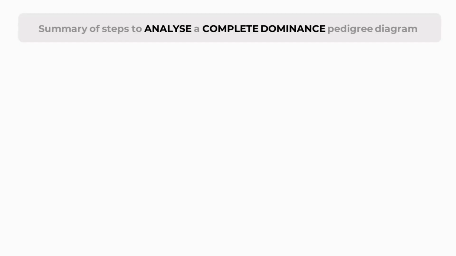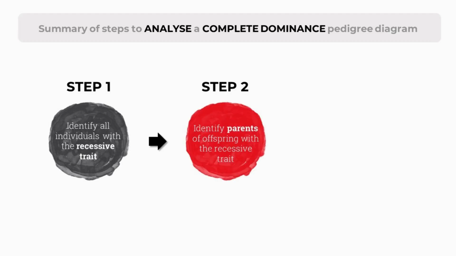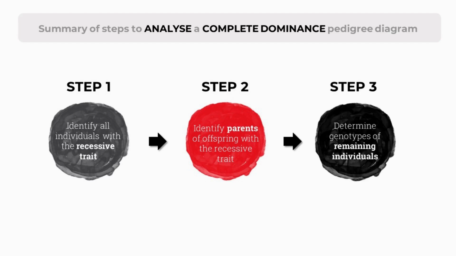To summarize the steps involved in analyzing a pedigree diagram displaying a complete dominance trait, Step 1. Identify all individuals with the recessive trait. Step 2. Identify parents of offspring with the recessive trait. And lastly, determine the genotypes of any remaining individuals.